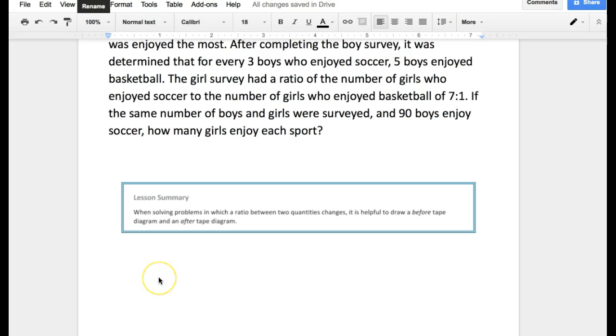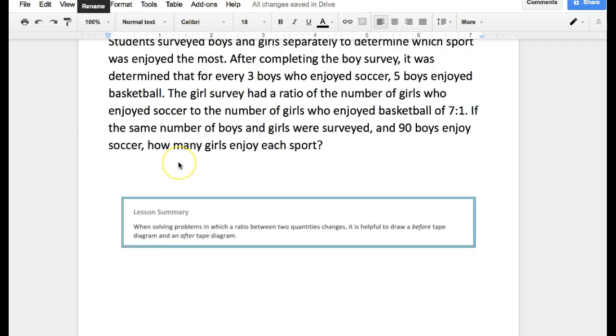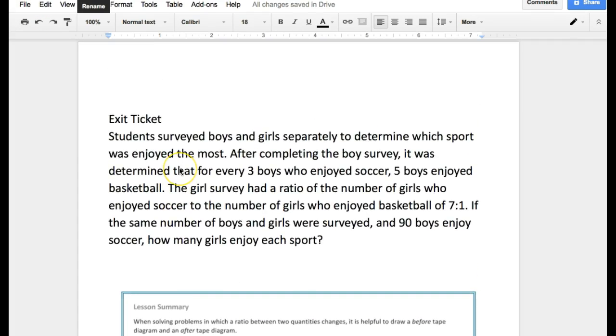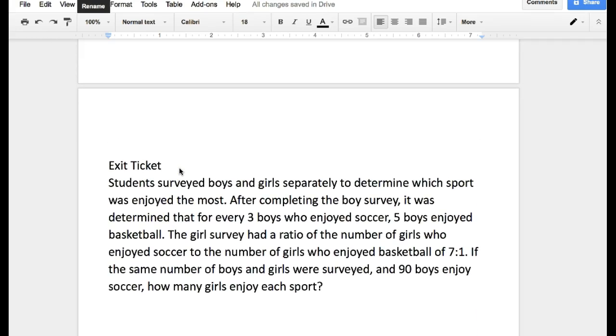So our lesson summary today is very simple. When solving problems in which the ratio between two quantities changes, it is helpful to draw before tape diagrams and after tape diagrams. That said, let's look at your exit ticket. Now for your exit ticket, you only have to write in the answer or choose the correct answer, and you don't have to explain how you did it.